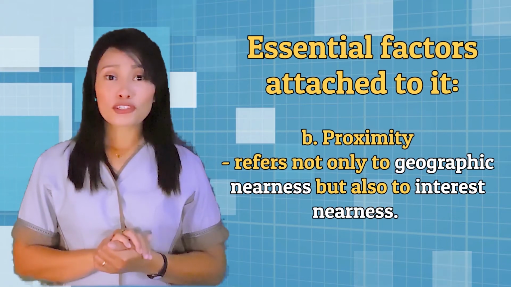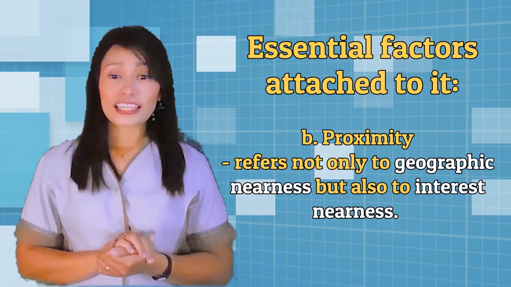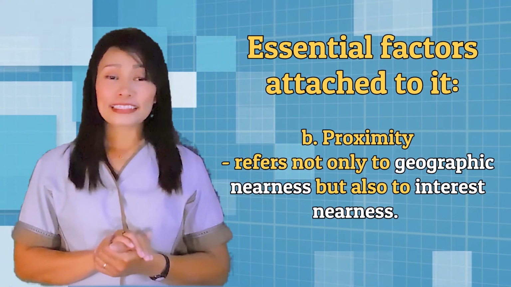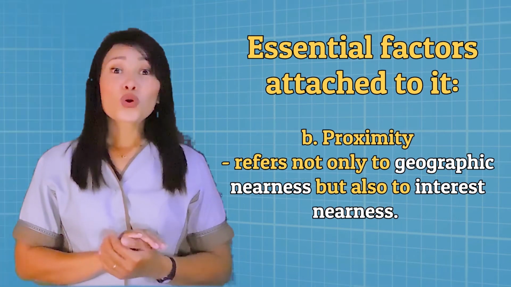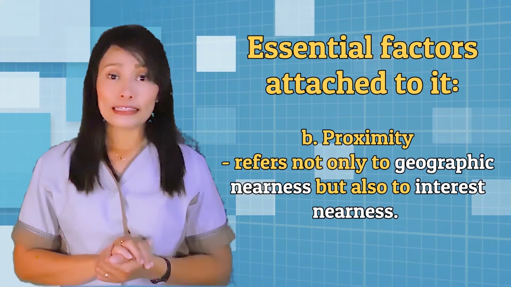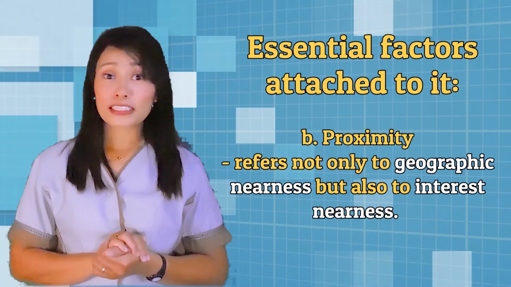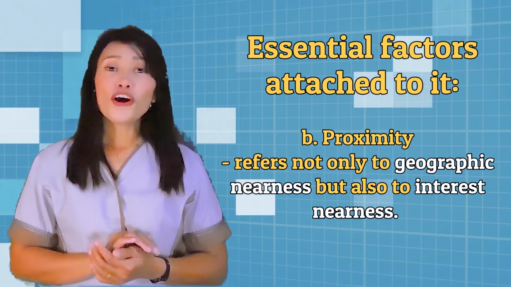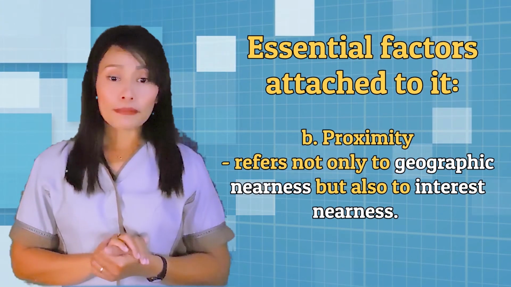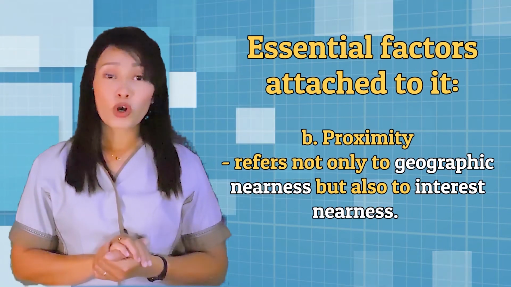Geographic nearness means kung ang pinanggalingan ng balita o pangyayari ay malapit sa kinaroroonan ng mambabasa o ng nakikinig, ito ay nagiging interesante sa kanya. Example, kung ikaw ay taga-Caloocan, mas interesado kang marinig ang balita o mga pangyayaring nagaganap sa Caloocan kesa sa ibang lugar sa bansa, tama? On the other hand, interest nearness means ang nilalaman ng balita ay katulad o malapit sa interes ng mambabasa o ng listeners.